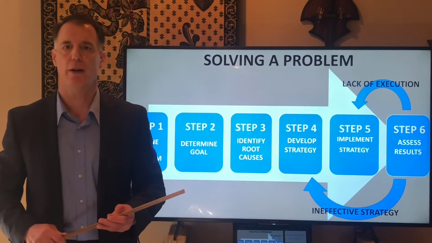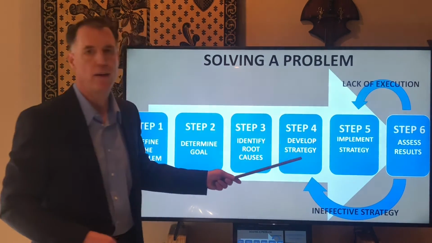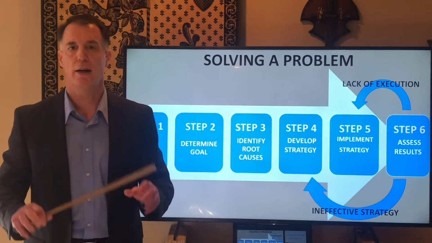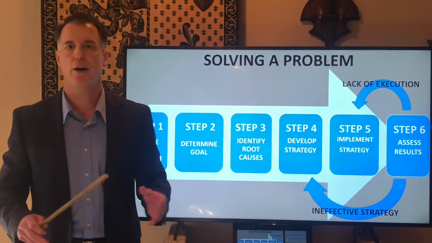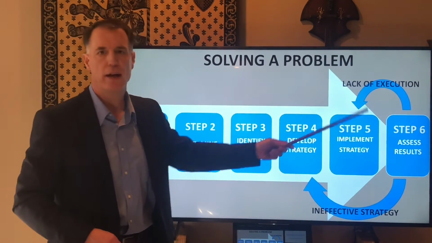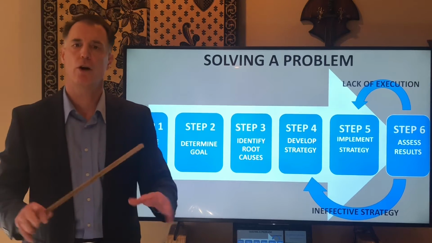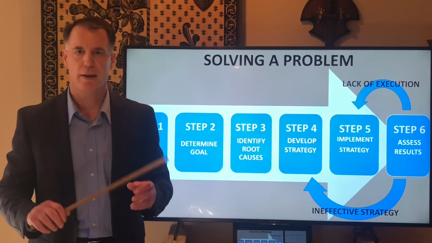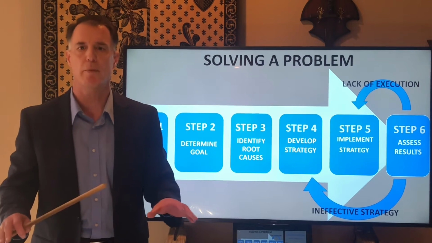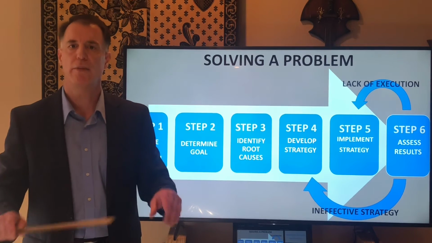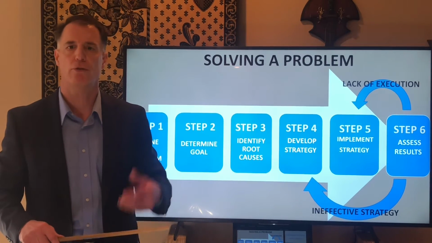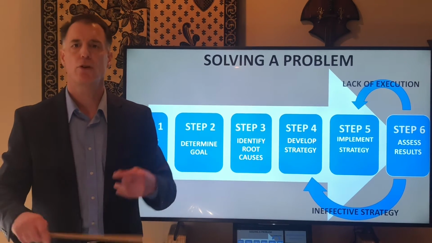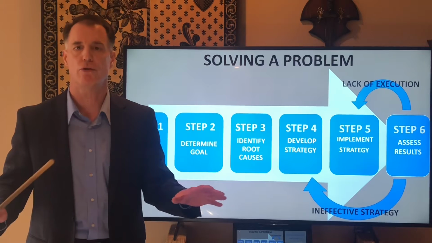If the failure was due to an ineffective strategy, return to step 4. Modify the strategy based on what you learned up to this point and implement this new strategy. If the failure was due to lack of execution, then you have to return to step 5. Ensure those that are tasked with implementing the strategy have a clear understanding of the strategy and that they possess the tools, training, and knowledge to implement it. If they don't, then you have to invest the required time and training to ensure that they do. Then implement the strategy and continue to step 6. You continue to repeat this process until the goal is achieved.